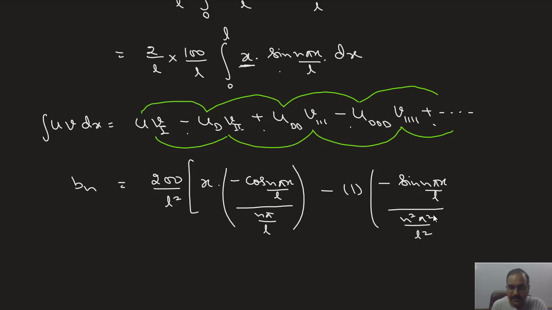Why have I taken n square pi square over L square? Because we need to take the coefficient of x, that is n pi by L, and one n pi by L we have already from the previous step. Okay, plus now the derivative of 1 will be 0, because we have to take the double derivative of u, so that will be 0, so no need to take any further terms. So it will be 0 to L.